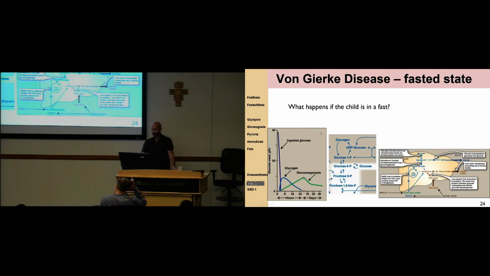Okay, so let's now talk about this disease state, in the fasted state. What happens if the child is in a fast? They can't use this blue line. They can't use the glycogen, right? I've talked about this bottleneck already, right?